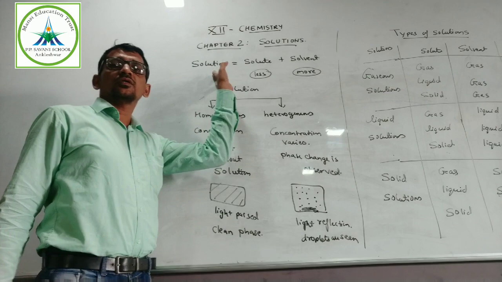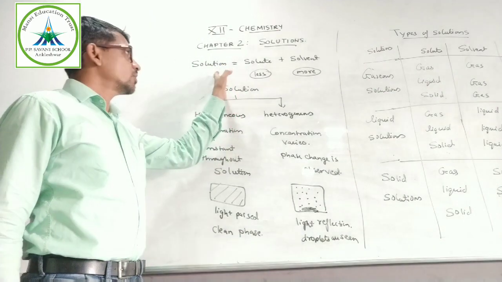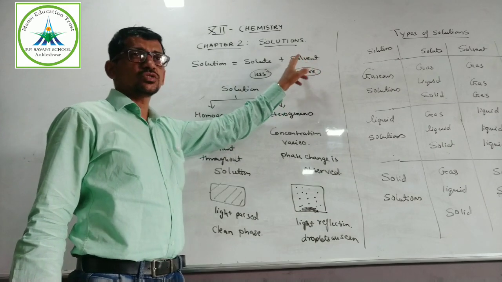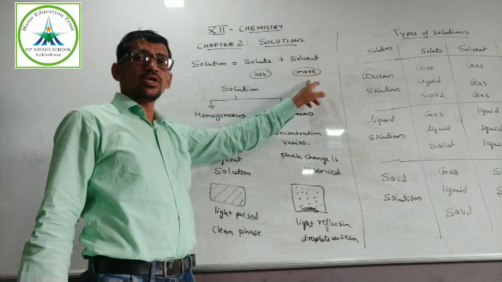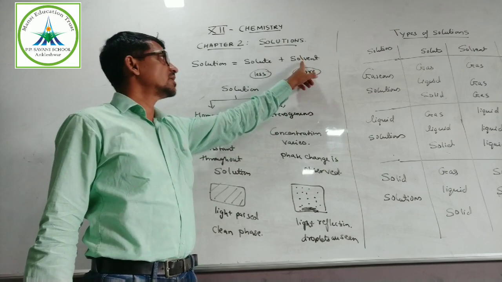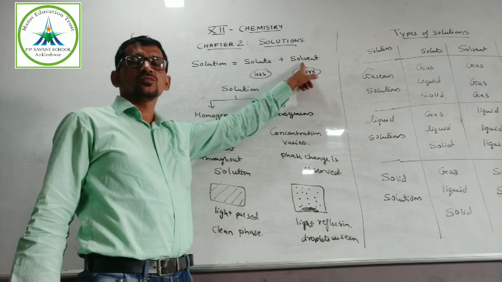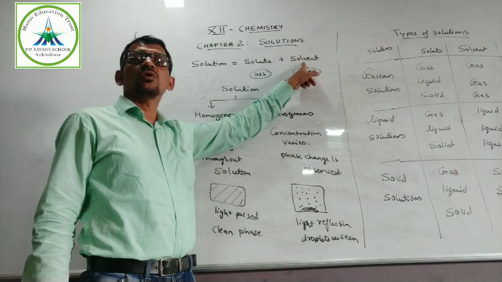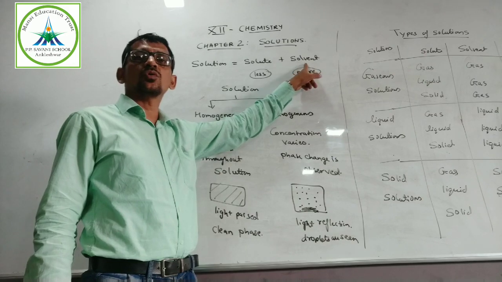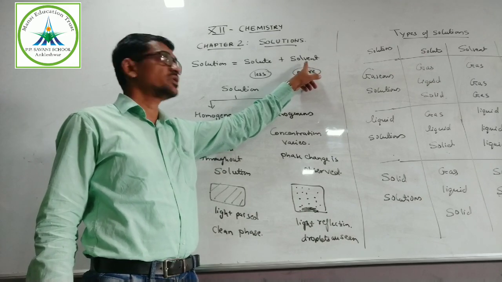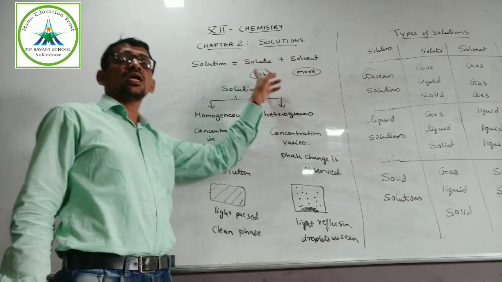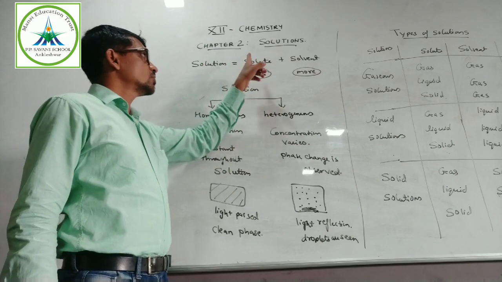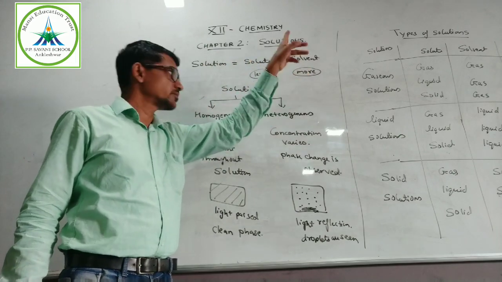Okay, solution is of two components. First one is the solute and second one is the solvent. In solution, the component which is more in amount or maximum amount is known as the solvent. Suppose we take water and add sugar or salt, then water is the solvent because the amount is more in the particular solution. The minimum or lesser amount is known as the solute. So solution means solute plus solvent.